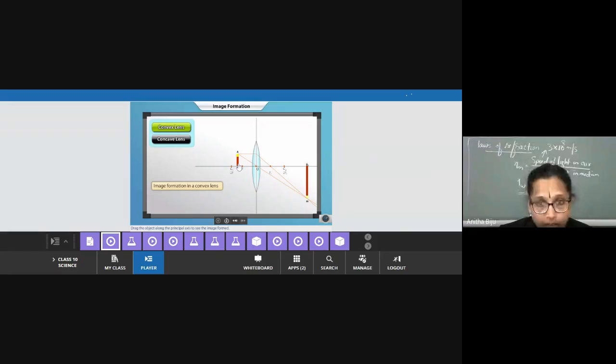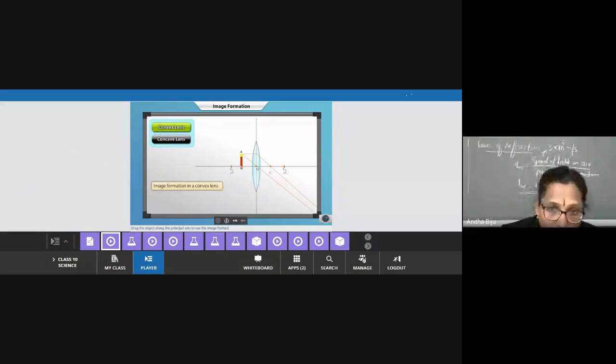Now, what about at focus? If it is kept at the focus, what will happen? The image is formed at infinity and it is highly magnified. When it is at focus, the image is at infinity and it is highly magnified, real and inverted.